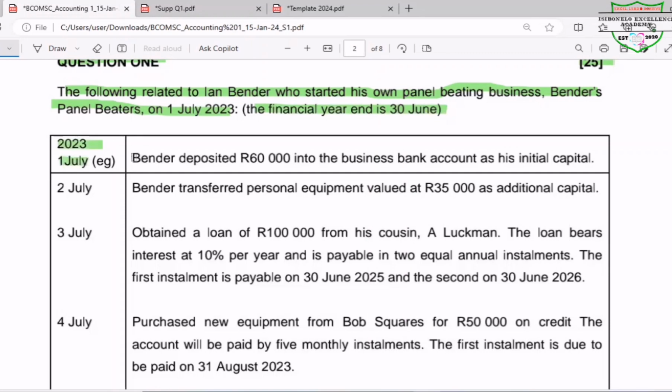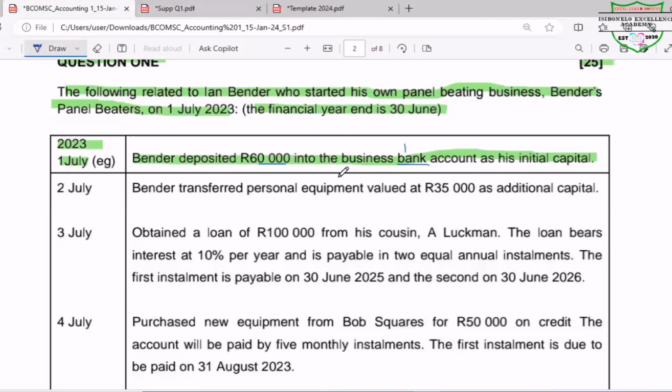Number 1, Bender deposited 60,000 into the business bank account as his initial capital. So we have the first transaction. Guys, in each and every transaction, you should be able to identify at least 2 accounts that are affected. When we read this transaction, we can identify that we've got 2 accounts affected here. The owner deposited 60,000 into the business bank account. So bank is the first account that is affected. And this is a contribution made by the owner.